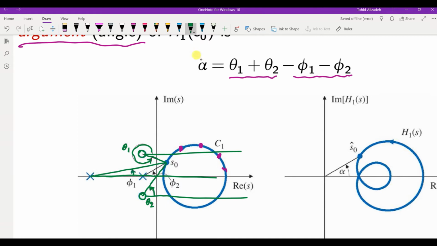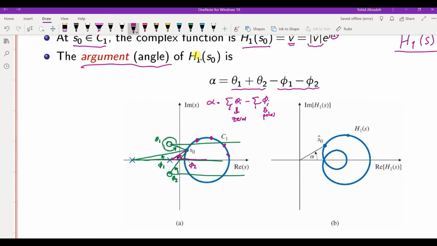And similarly for the poles, we have phi1, which is this angle, and phi2, which is this angle. I can use another color to highlight the angle that we have as phi2. So basically, alpha will be obtained as the sum of theta i's minus the sum of phi i's. The theta sum comes from the zeros, and the phi sum comes from the poles.